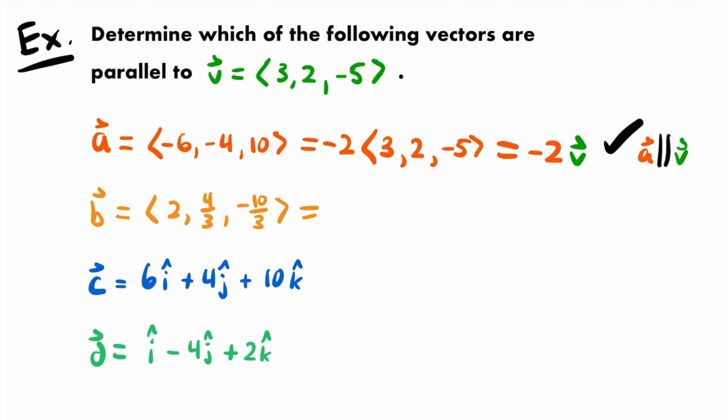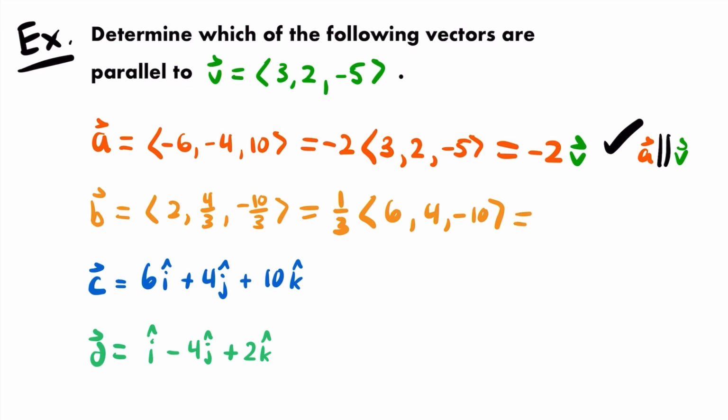All right, so if we pull out 1/3, that first component will be 6, and then we'll have 4 and negative 10, right? 4/3 divided by 1/3 leaves you with 4, and negative 10/3 divided by 1/3 leaves you with negative 10. Now we don't have a vector that looks like vector v yet, but I actually see another factor that we can pull out. 6, 4, and negative 10 are all divisible by 2. So let's pull that out.